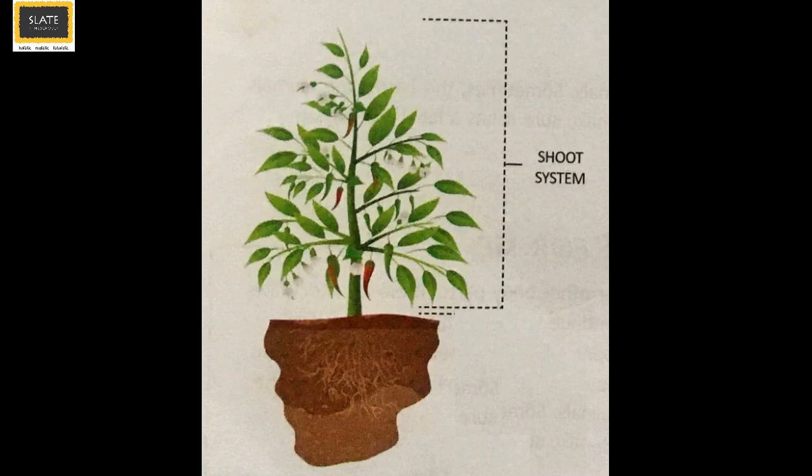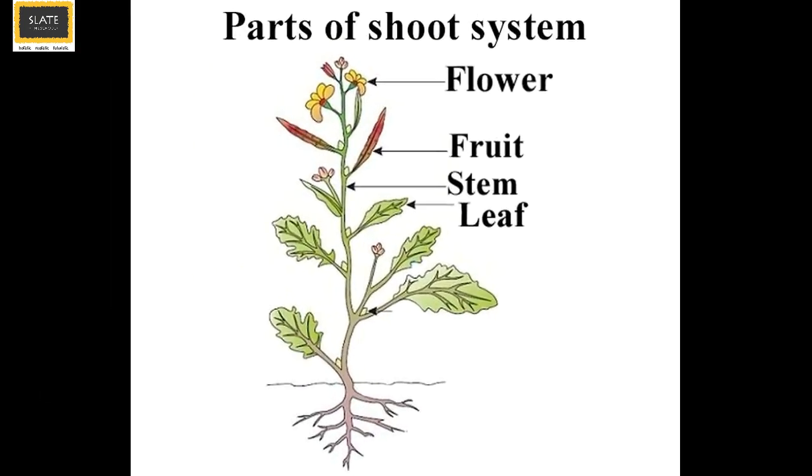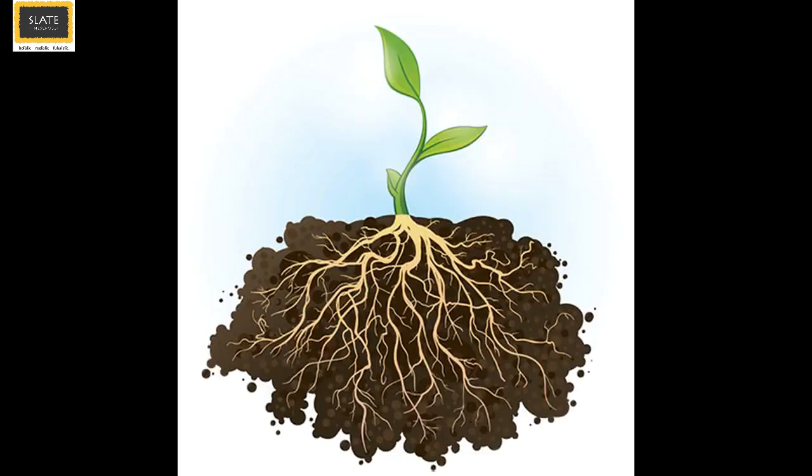So Slaters, if you look at a plant, more than half of the plant is usually above the soil. This is the shoot system. It contains the leaves, buds, stem, flowers and fruits. The part below the soil is usually the roots, which forms the root system.